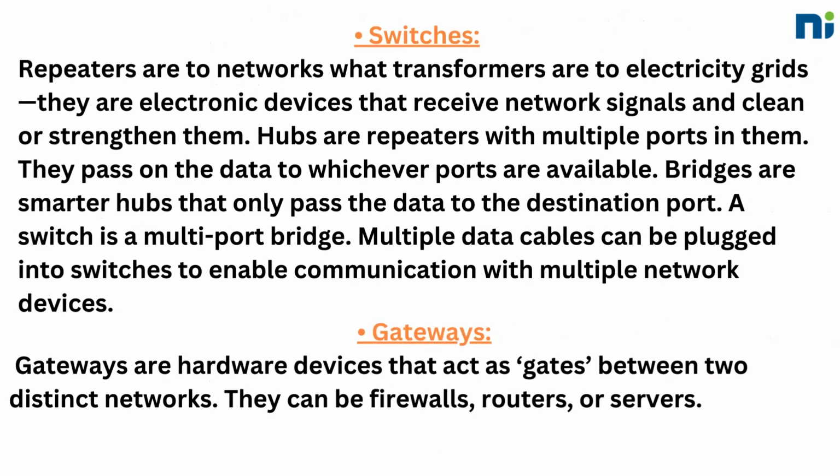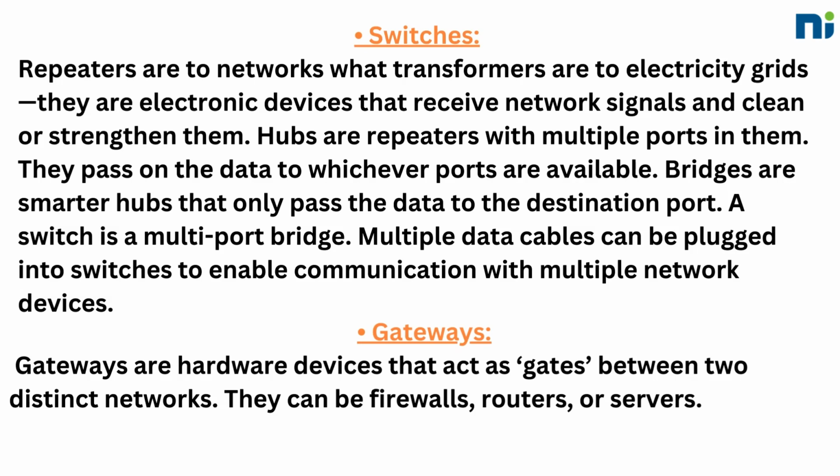Next. Switches. Repeaters are to networks what transformers are to electricity grids. They are electronic devices that receive network signals and clean or strengthen them. Hubs are repeaters with multiple ports in them. They pass on the data to whichever ports are available. Bridges are smarter hubs that only pass the data to the destination port. A switch is a multi-port bridge. Multiple data cables can be plugged into switches to enable communication with multiple network devices.